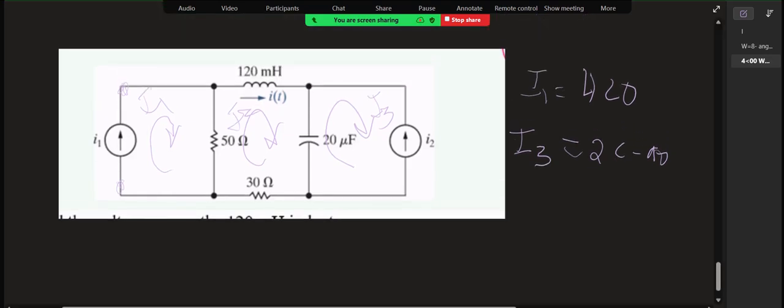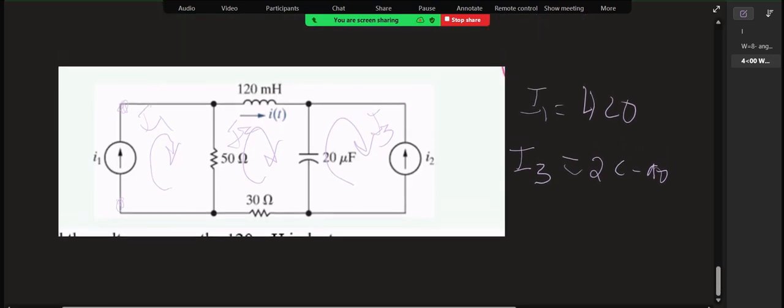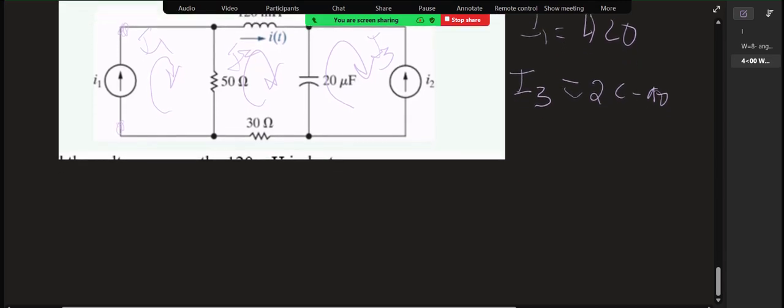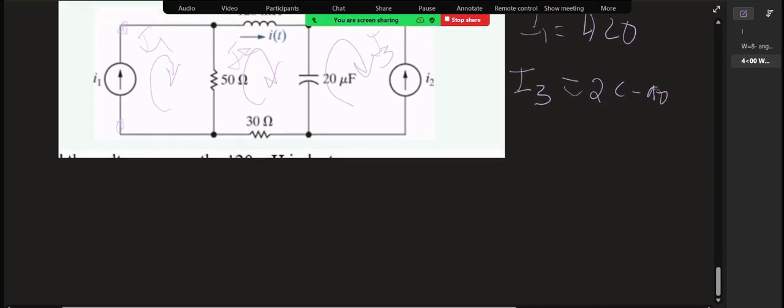Did that answer your question? Yeah. Okay, you're welcome. If these had been voltage sources, yes, mesh would be good. Okay, other questions? All right.